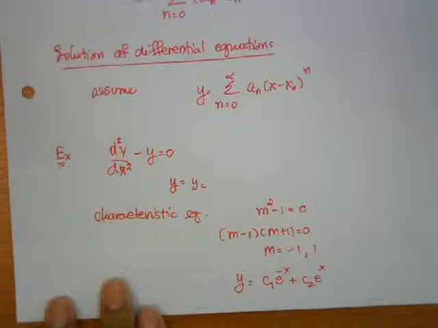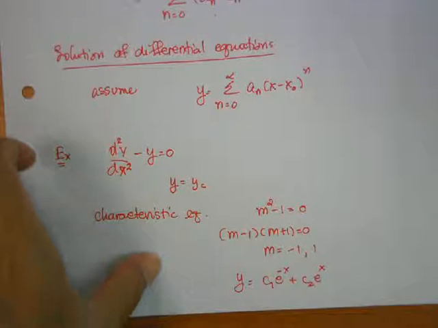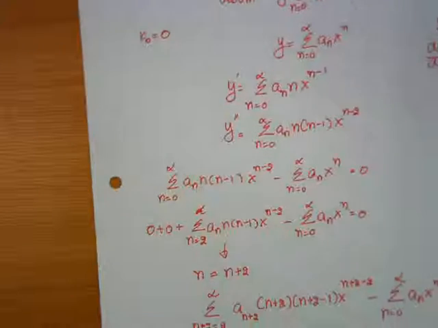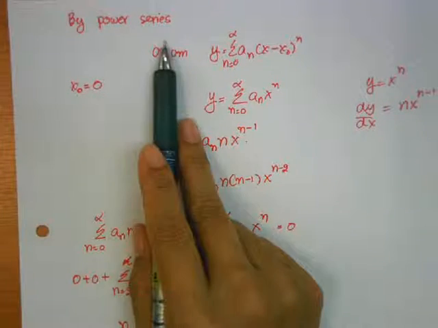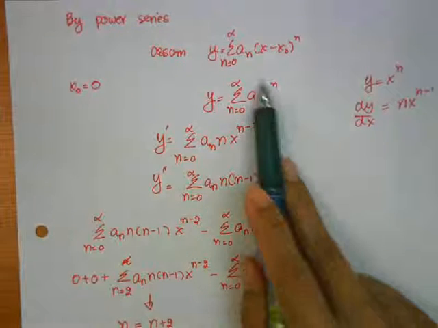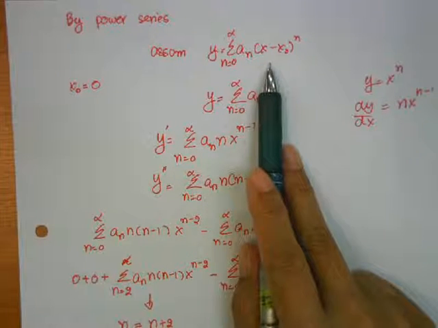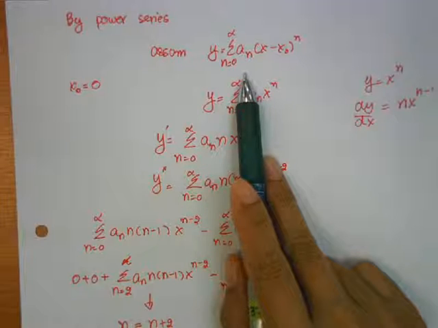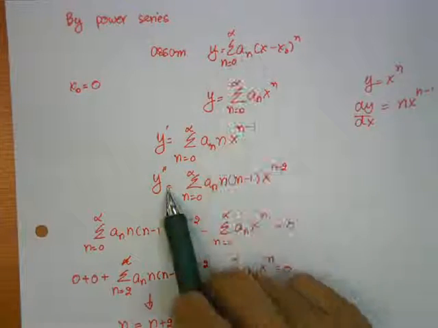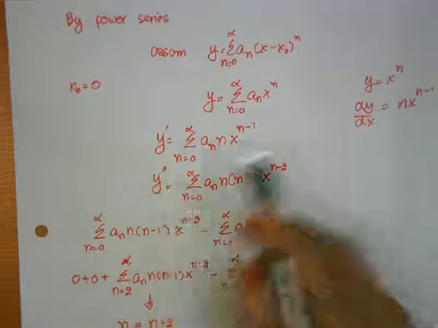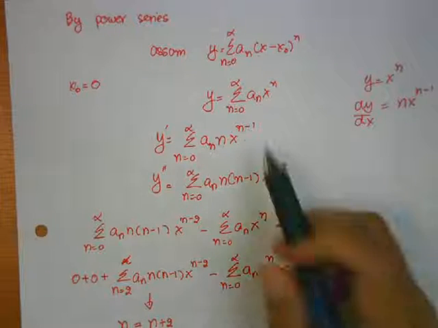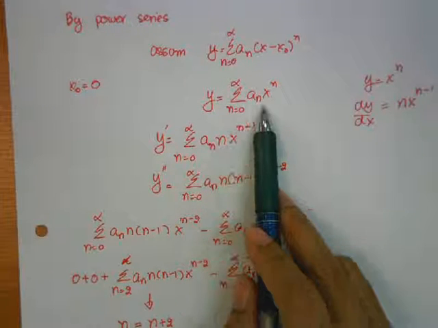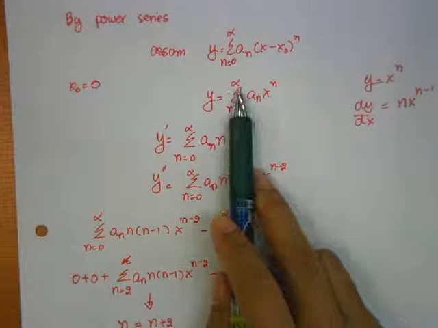Now I'm going to use the power series to find the solution of this differential equation. Like I said, for the power series, you have to assume that y is equal to the sum of an times x minus x0 to the power n, where n is equal to 0 to infinity. In this case, I'm going to find a solution where x0 is equal to 0. So now my y is equal to the sum of an x to the power n, where n is starting from 0 to infinity.